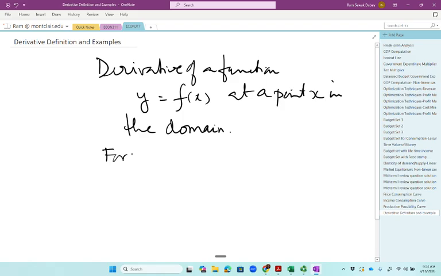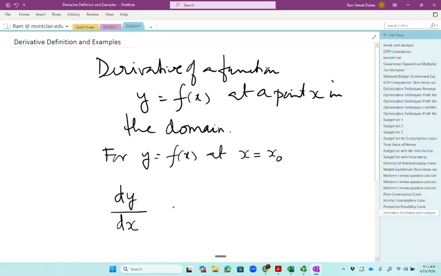for y equal to f of x at x equal to some particular value, some particular point in the domain. I'll name it x0. The derivative, the notation for the derivative first is dy over dx.